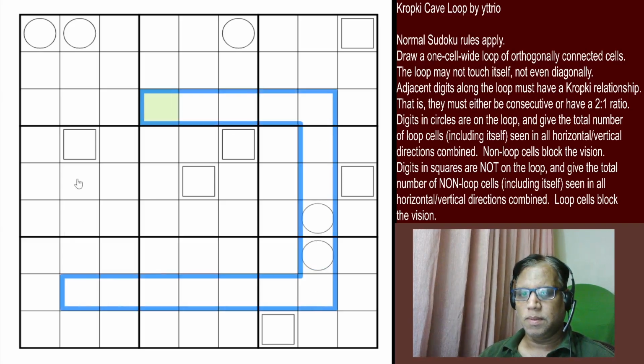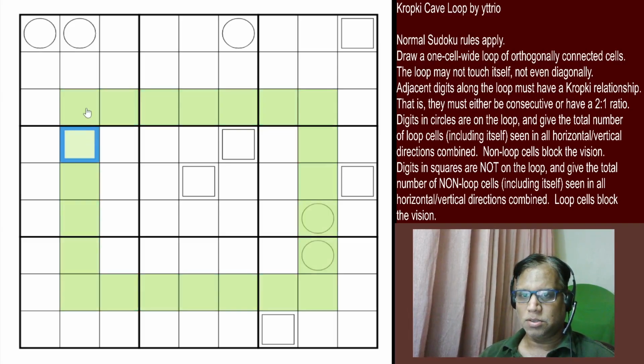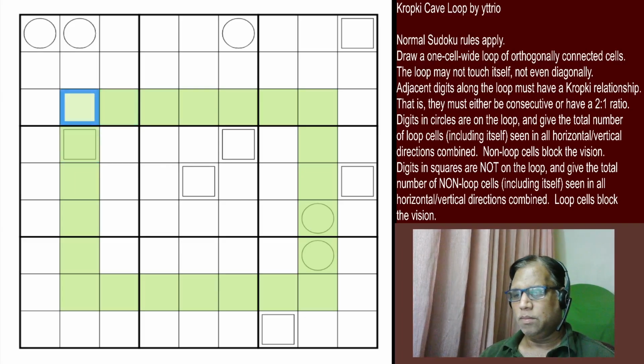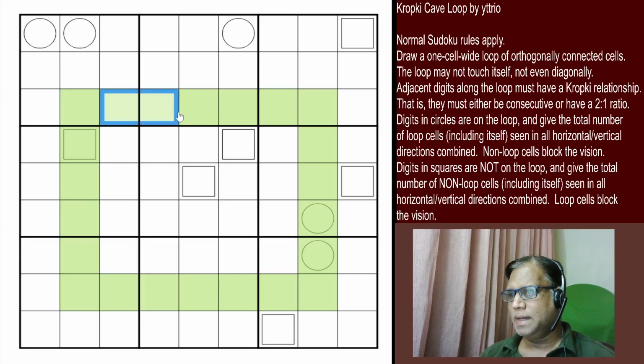Maybe something like this. Orthogonally connected means it must share an edge. So something like this is not allowed, because even though this is connected, it is only connected at a point. It must be connected by an edge. So something like this, or this, or this. It has to be connected by an edge.